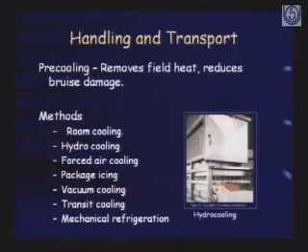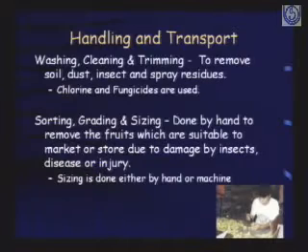So to prevent post-harvest changes or to minimize changes, we have to do proper handling and transport. First step in handling is pre-cooling, where we cool fruits and vegetables with the use of air, as in forced air cooling, or by using water, as in case of hydro cooling. This removes field heat. You can see the picture of a hydro cooler here. Here fruits and vegetables are being cooled by cold water spray. Then comes washing, cleaning and trimming to remove soil, dust, insect, etc.